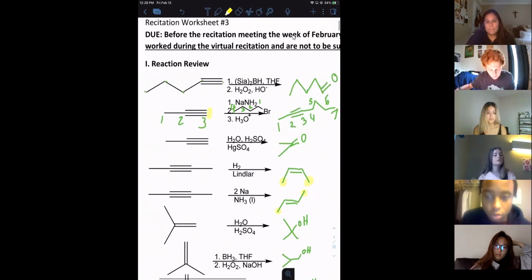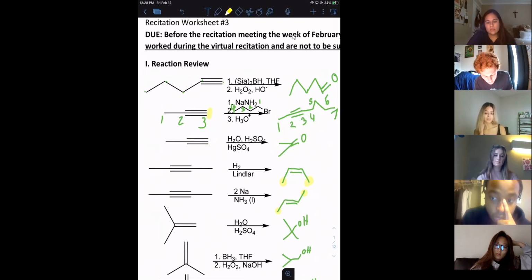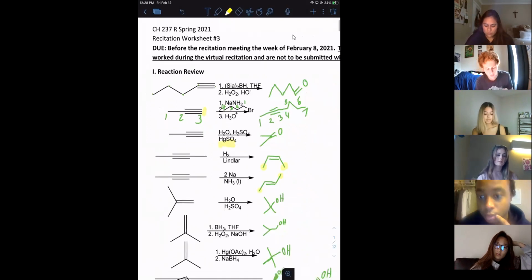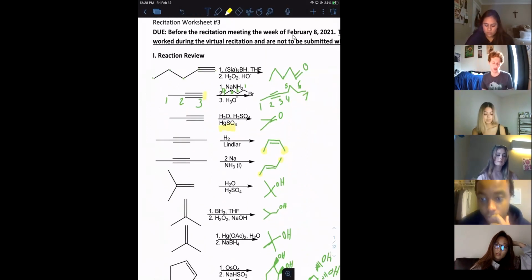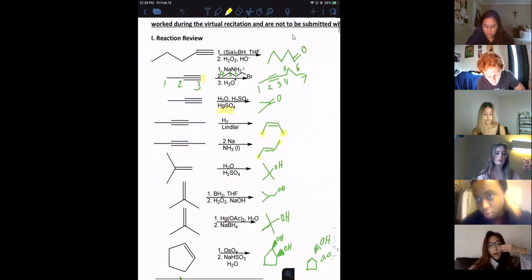Then we've also got just acid and water right here. So this is going to add Markovnikov style, and then it's actually, because you've got also the mercuration component, it's going to take it all the way down to a ketone. So that's just something you need to know. That's something from Orgo 1 that hopefully you carried over.